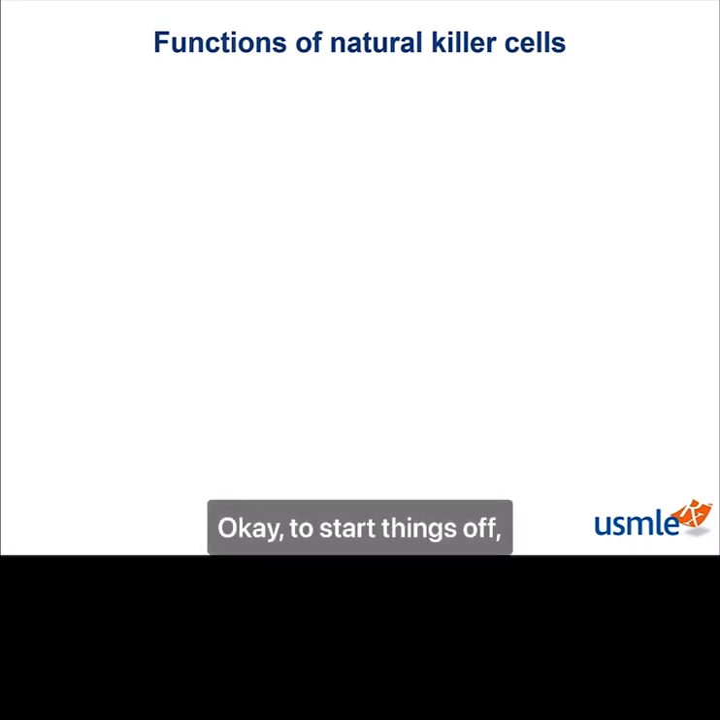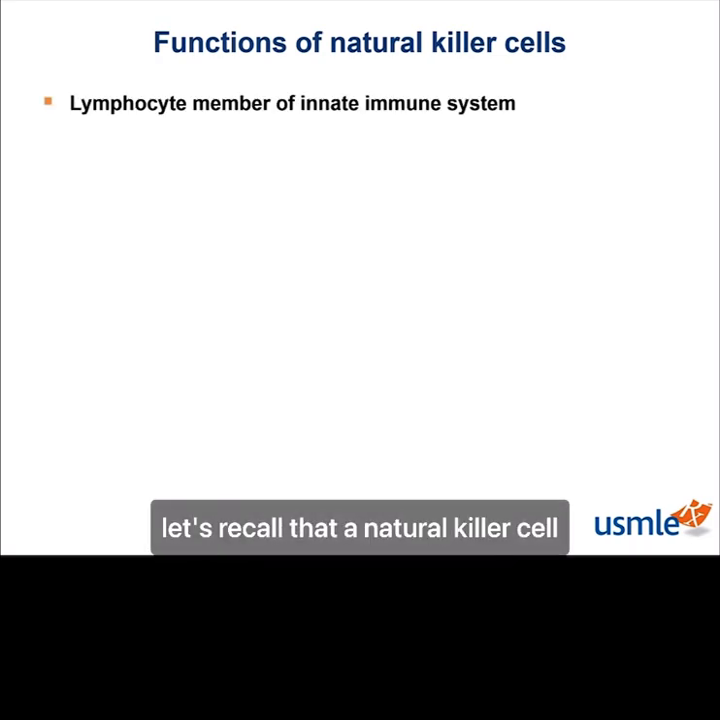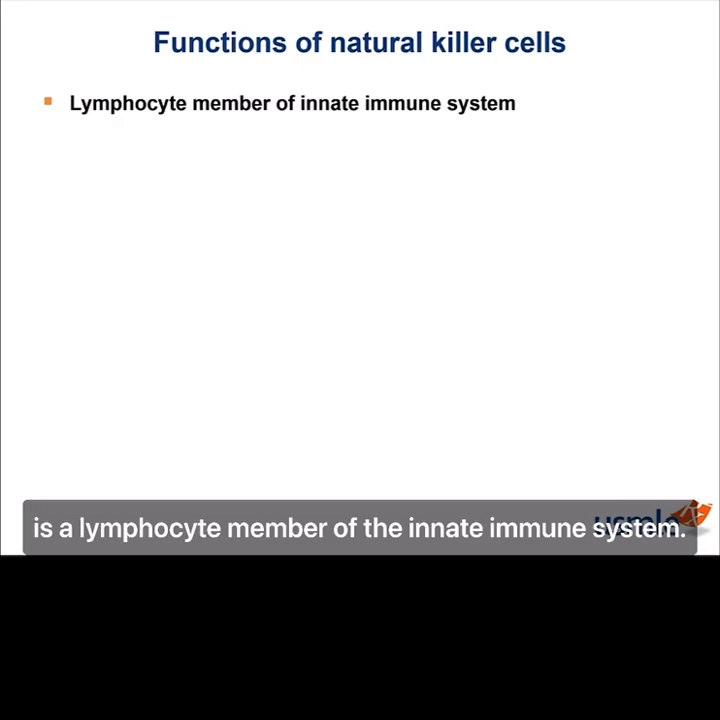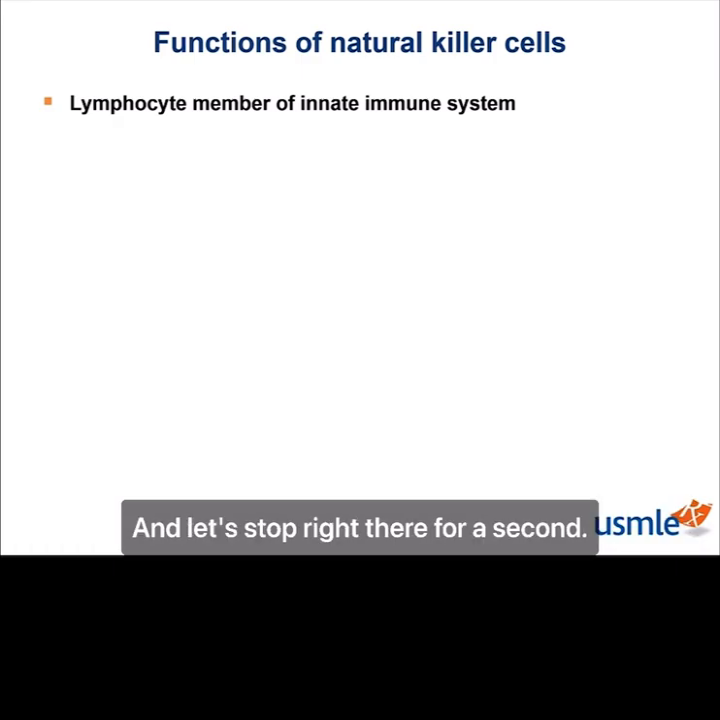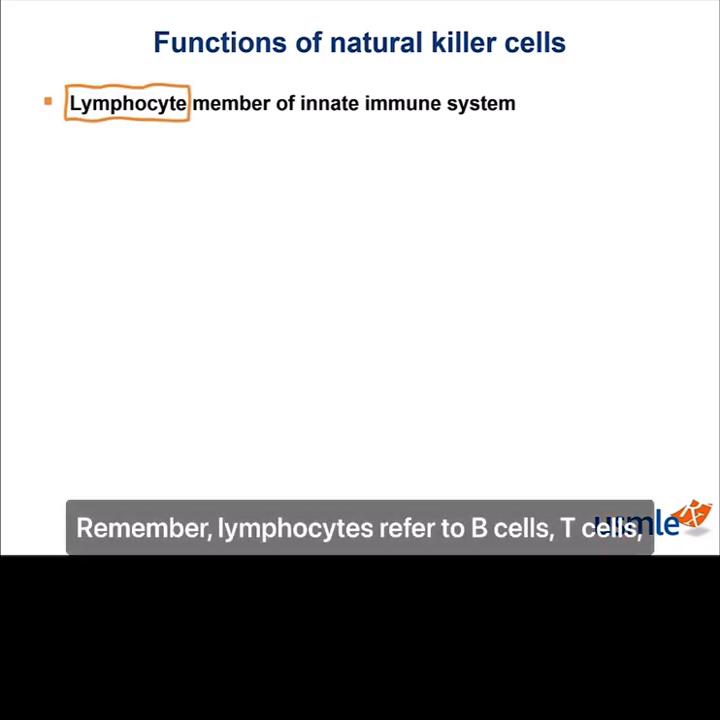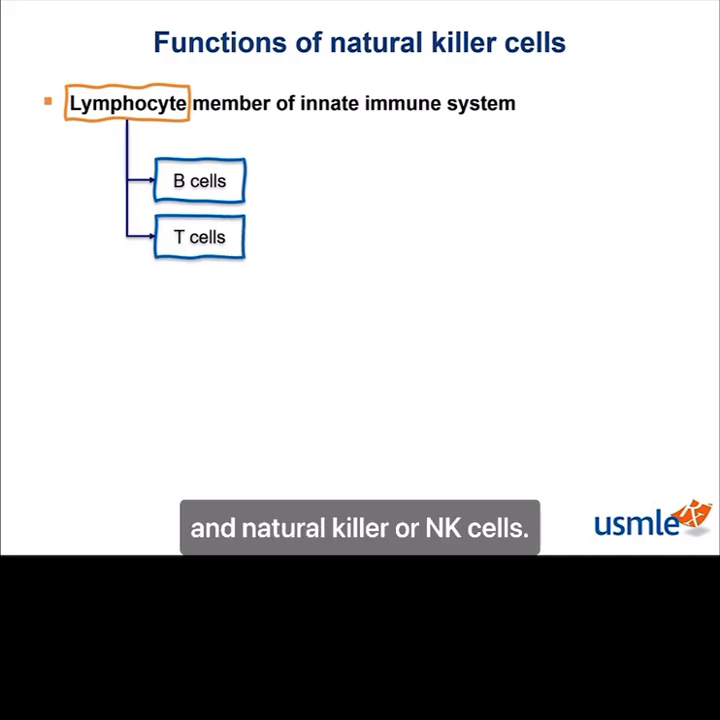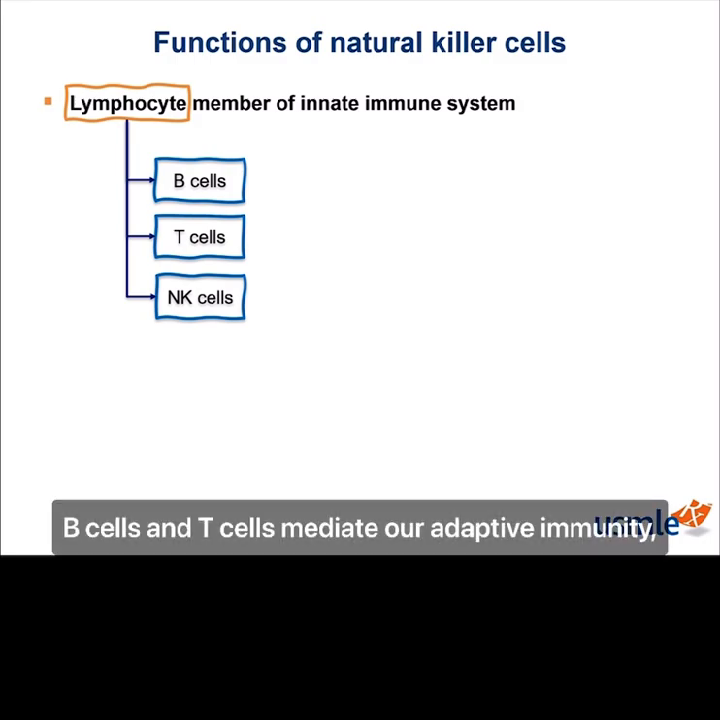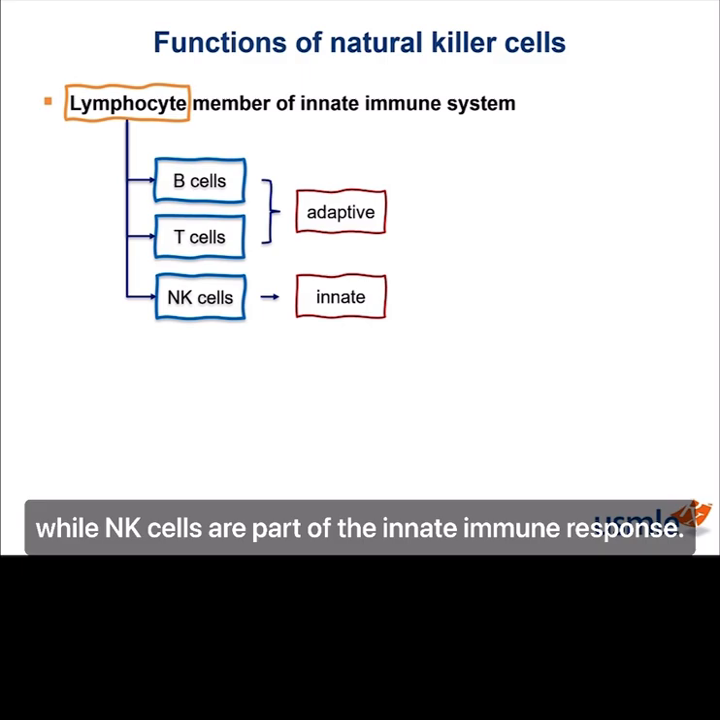Okay, to start things off, let's recall that a natural killer cell is a lymphocyte member of the innate immune system, and let's stop right there for a second. What is a lymphocyte? Remember, lymphocytes refer to B cells, T cells, and natural killer or NK cells. B cells and T cells mediate our adaptive immunity, while NK cells are part of the innate immune response.